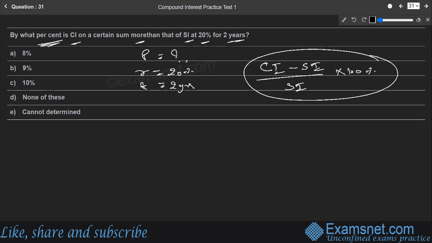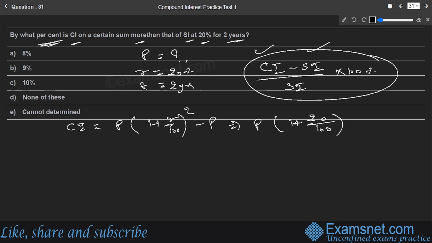So in that case, we are supposed to find the CI, and we are supposed to find the SI, then we'll divide by SI and multiply by 100%. So let us do it step by step. First of all, find the compound interest value. The compound interest formula we have already used multiple times: P into 1 plus R over 100 whole squared, minus P. So let us put in the values. Principal value is unknown, so we'll use P only. 1 plus rate value 20 by 100, time value is 2, so squared, minus again the principal P. So the compound interest directly comes out to be 11 by 25 of P.